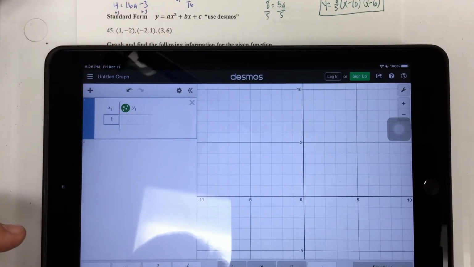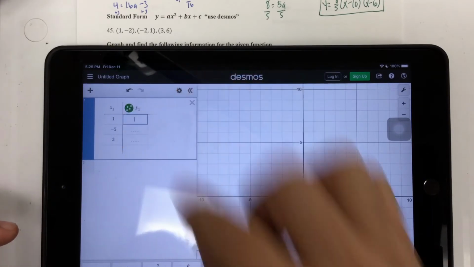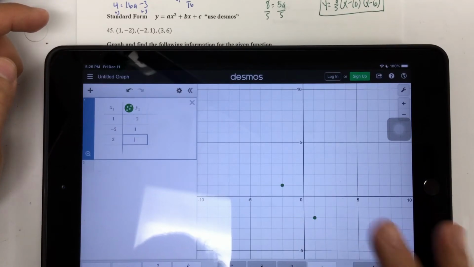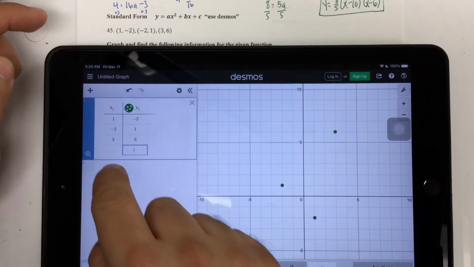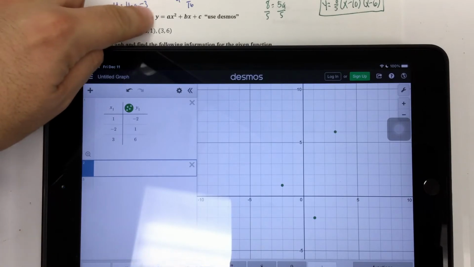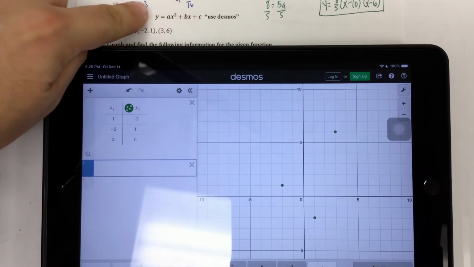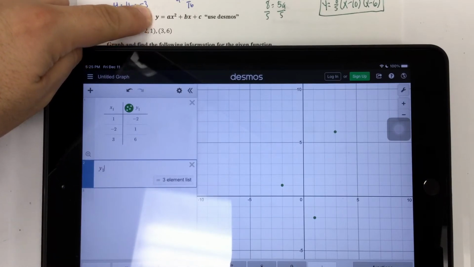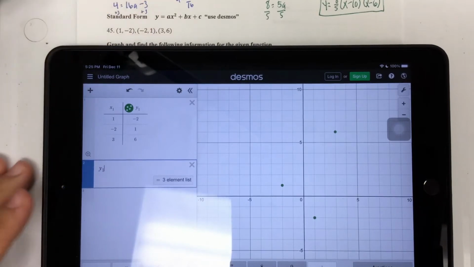So 1, -2, 3. Now we're going to plug in our y values, which is -2, 1, and 6. I'm going to go to the next line. Then we're going to type in the equation. So it's going to be this one, y equals ax squared plus bx plus c. But for the y, we're going to type the y first, and then we're going to put a subscript of 1. So when you just press 1, it does it for you. And then you're going to have to change it.